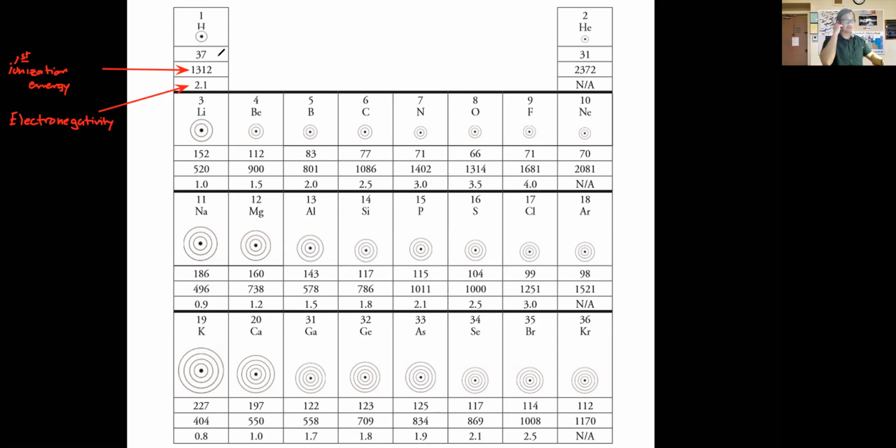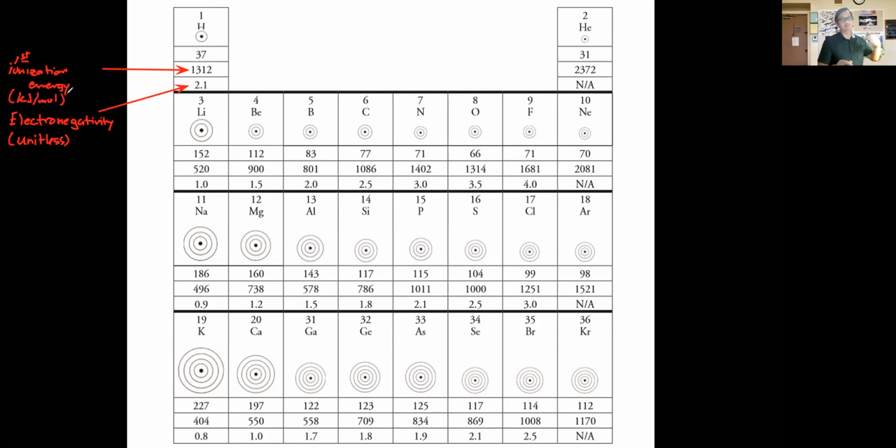Okay, so that's what we have right there. Ionization energy is the amount of energy required to remove an electron from an atom. Electronegativity is a measure of how well an atom can add an electron, pull an electron towards itself. Electronegativity here is actually a unitless number. It has no unit. Whereas with the ionization energy, the units are going to be in kilojoules per mole of atom.